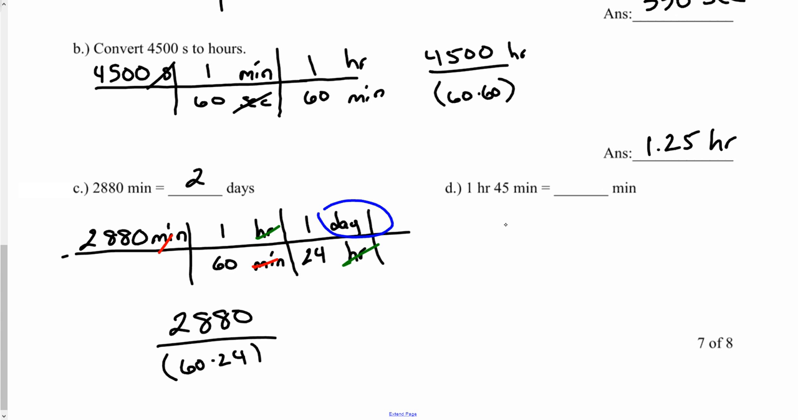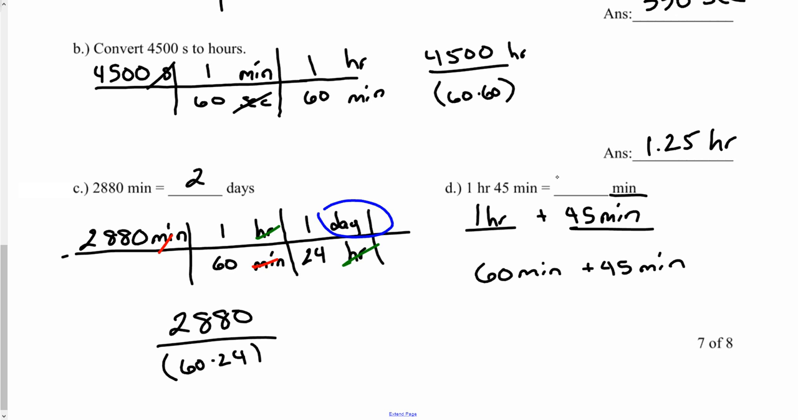Today, we are going to finish up 1 hour and 45 minutes. Now this is kind of a strange one. What we need to do here is break this up. This is like 1 hour plus 45 minutes. This part is already okay. That's what we want. We want that in minutes. So all we have to do is change this into minutes. Well, 1 hour is 60 minutes. So let's just take 60 minutes plus 45 minutes to get our 105 minutes.